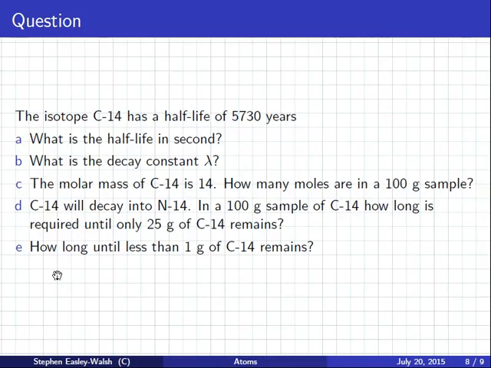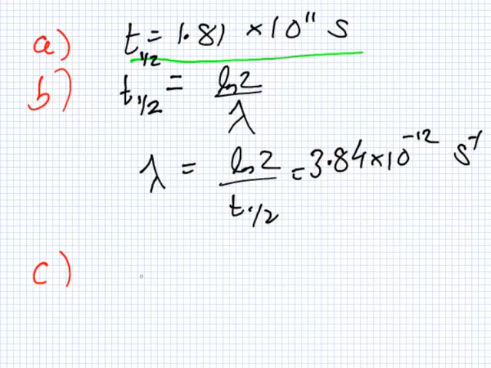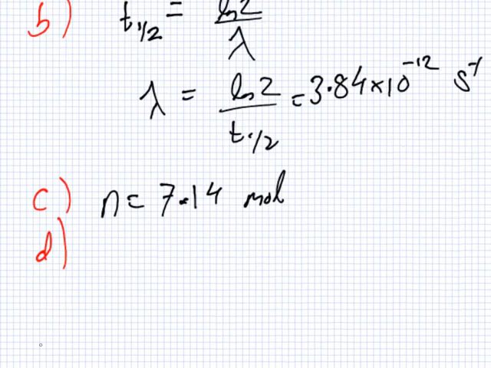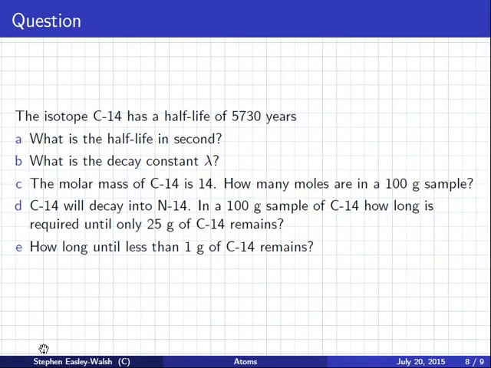Now that should say 14 grams. So I'm telling you the molar mass of C14 is about 14 grams. How many moles are in a 100 gram sample? Well, that's easy peasy. What's that? How many moles? 7.14 moles. There's a 100 gram sample and carbon 14 has a molar mass of about 14 grams.